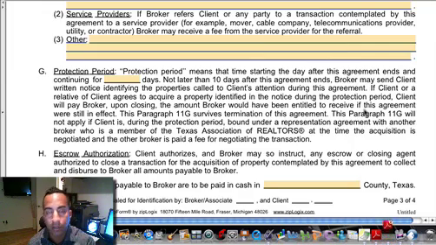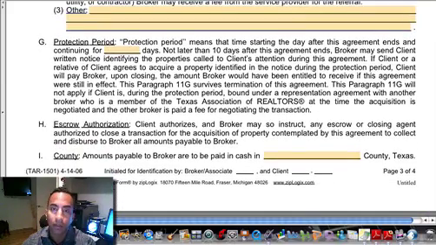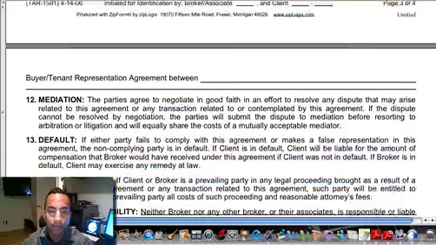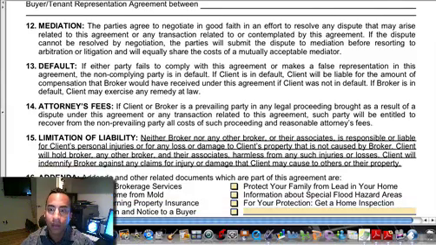So if it's 100,000, we would add 3,000, 3%. Make it 103 and hope that it appraises for that much. Escrow is basically money that would be put down on the property through a title company, usually 500 to 1% of the property value, depending on what county you're in.